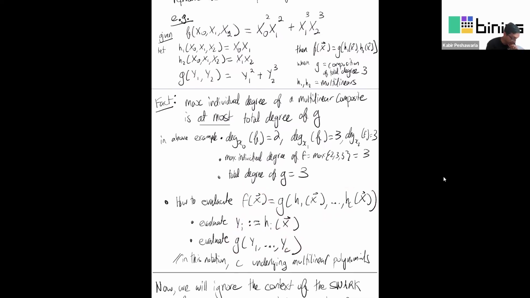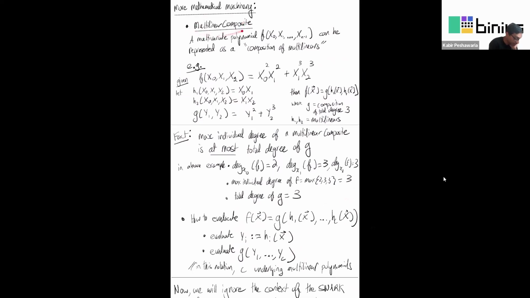So there's two things that I've done in this section. I've defined what a multilinear composite is, and second, I've indoctrinated you a little bit with the notation that I'll be using henceforth. Specifically, G will be the composition, Hi are going to be the multilinears that are underneath F, F is going to be the multivariate, D is going to be the total degree of G, and C is going to be the number of underlying multilinear polynomials. Hopefully it should be clear from context as we continue, but I'll be keeping this notation consistent in the upcoming sections.